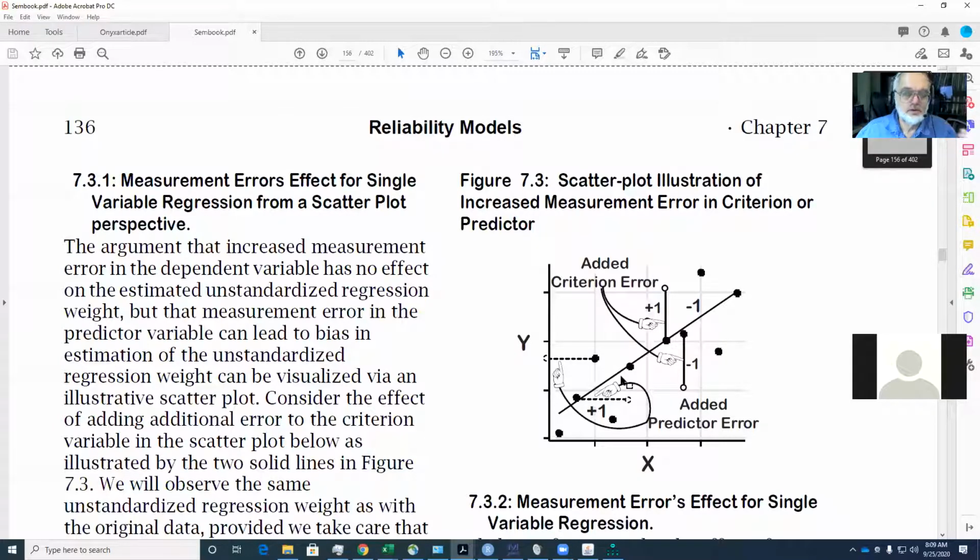Now, to be clear about that, it's what I'm doing when I increase error on Y. I am going to change the standardized coefficient because I'm changing the variance in Y. But the thing that I'm not changing is the unstandardized regression weight. The same line is going to go through this. Okay, so that was a little bit of cobweb clearing.